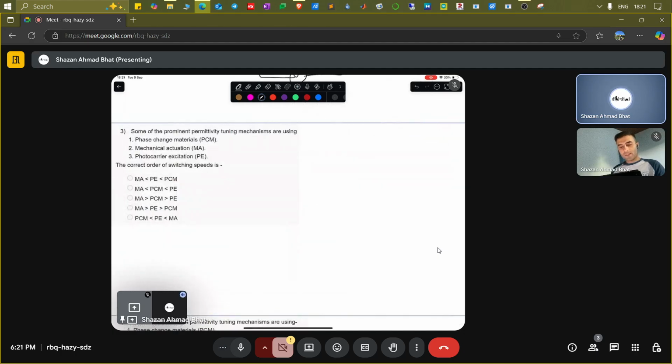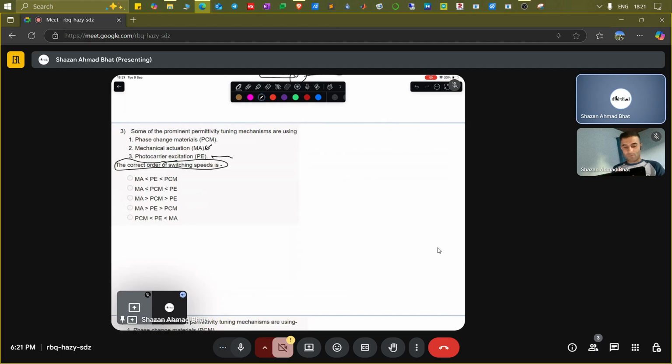Some of the prominent permittivity tuning mechanisms are the correct order of switching speeds. Okay, so we have to choose the correct order of these permittivity changing mechanisms on the basis of which one changes fast. So I talked about the mechanical actuation is going to be a lot slower, because you are just activating it mechanically, either by stress or some mechanical thing. So it's going to be slowest.